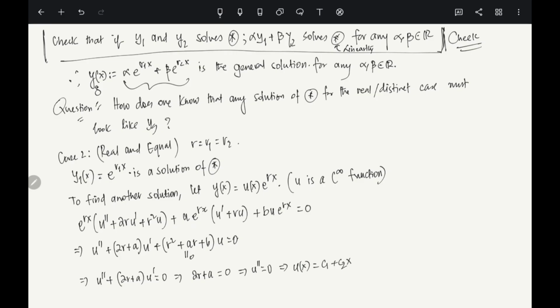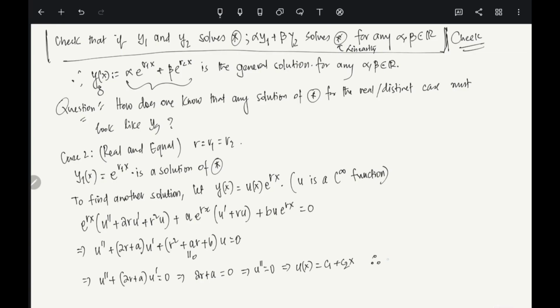Therefore y2 of x we can define to be (c1 plus c2 x) e power rx, where c1 and c2 are in R. Now you see what is the general solution in this case?